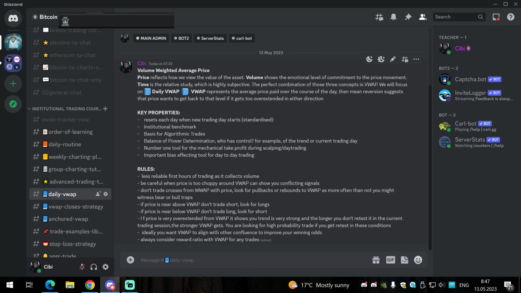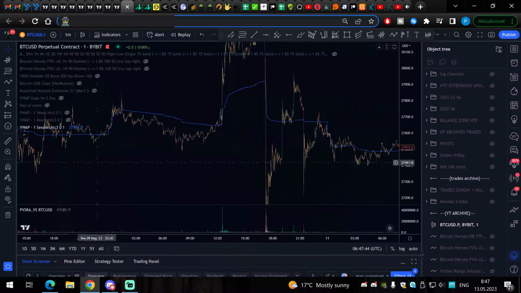Don't trade crosses with the VWAP price. Look for pullbacks or rebounds to VWAP, as more often than not you might witness bear or bull traps.